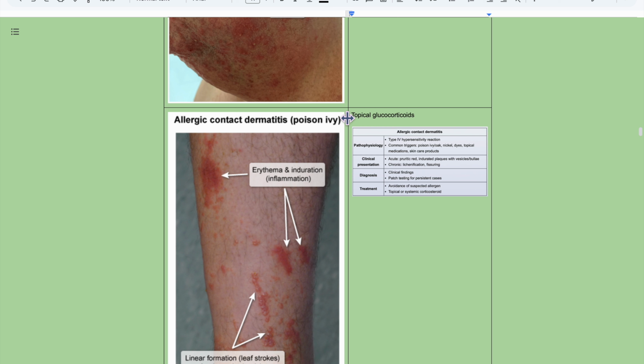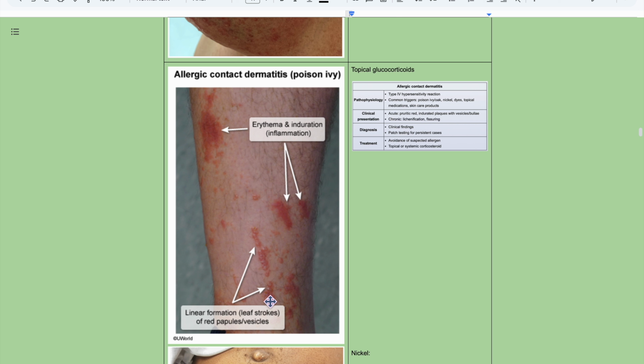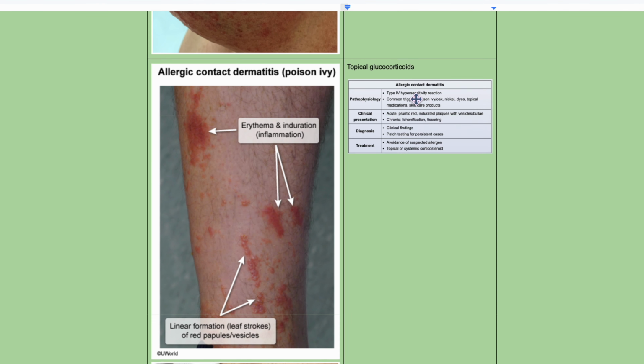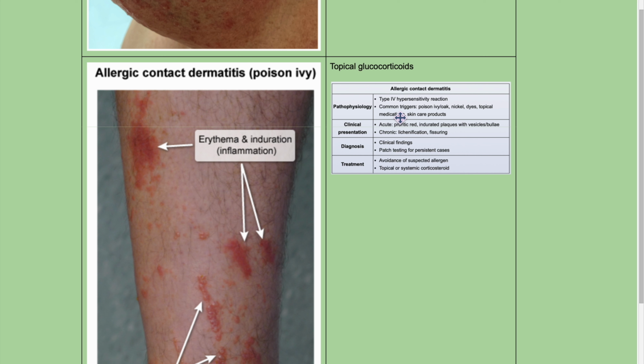Allergic contact dermatitis, poison ivy. This is the one where if you get linear lines, it's usually contact dermatitis, right? So linear formation, streaks of red papule vesicles. Treatment is topical glucocorticoids. Allergic contact dermatitis pathophysiology is type 4 hypersensitivity reaction. Common triggers are poison ivy, nickel. Nickel is important. Got a couple of questions on that. Dyes, topical medications, skin care products.